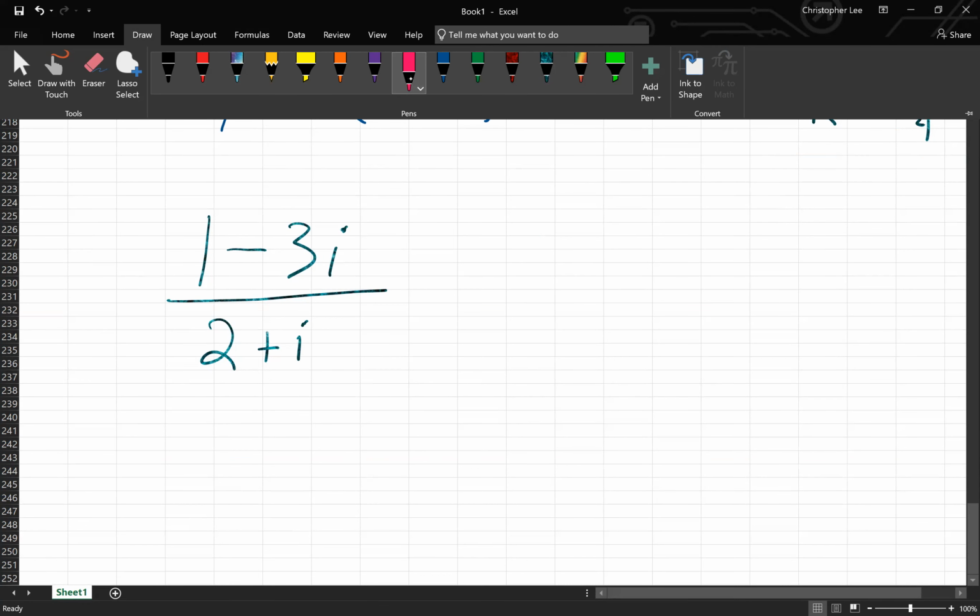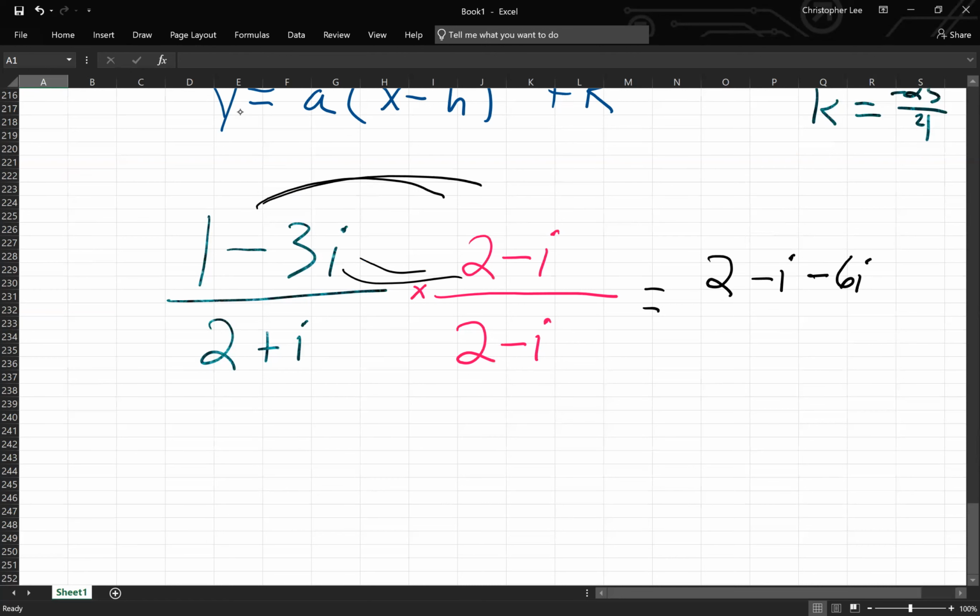2 minus i. But you know what I do to the bottom, I gotta do to the top, right? And then after that, just distribute it, boom, boom, all that good stuff. Combine like terms, everything that we do there. So let me see. 1 times 2 is 2. 1 times negative i is negative i. Negative 3i times 2 is a negative 6i. And then negative 3i times negative i is going to be a positive 3i squared.